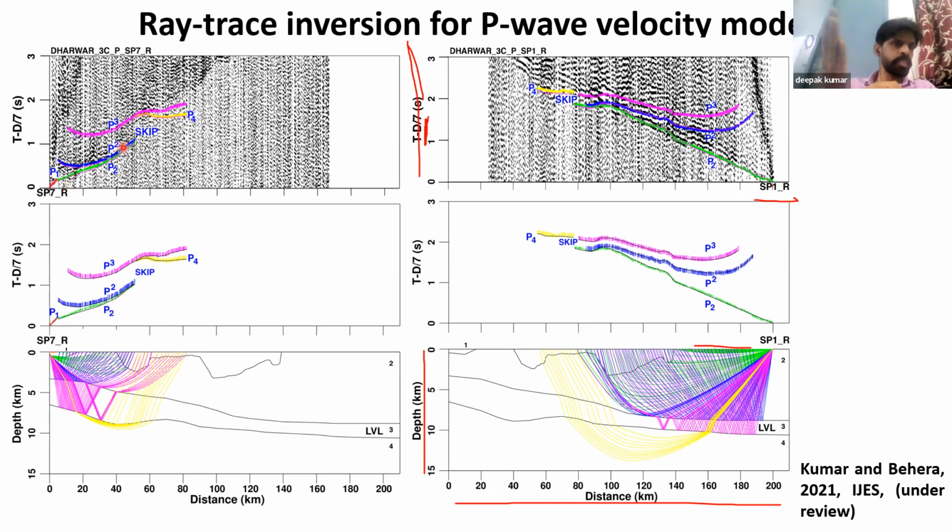And if it is not matching, that means I have picked the phases wrongly, or my model is incorrect. Then again I have to change my picking and model as well. So it's a kind of iterative process. It means we have to do it multiple times. Okay, I hope this is understood. You guys have understood this.